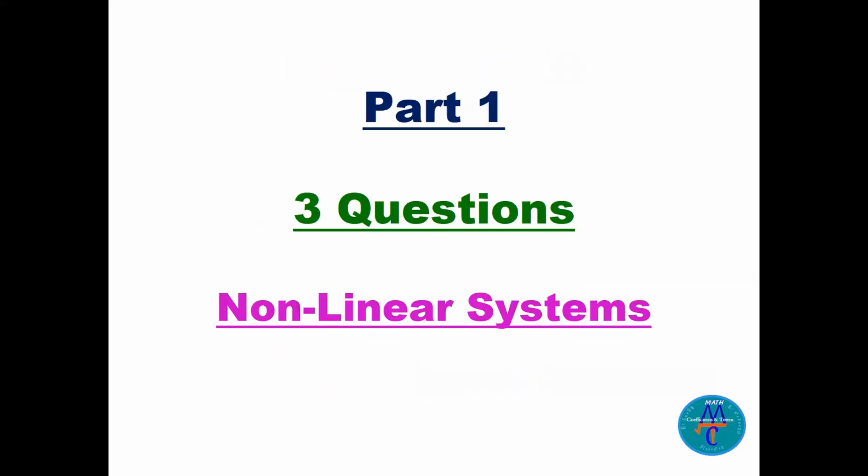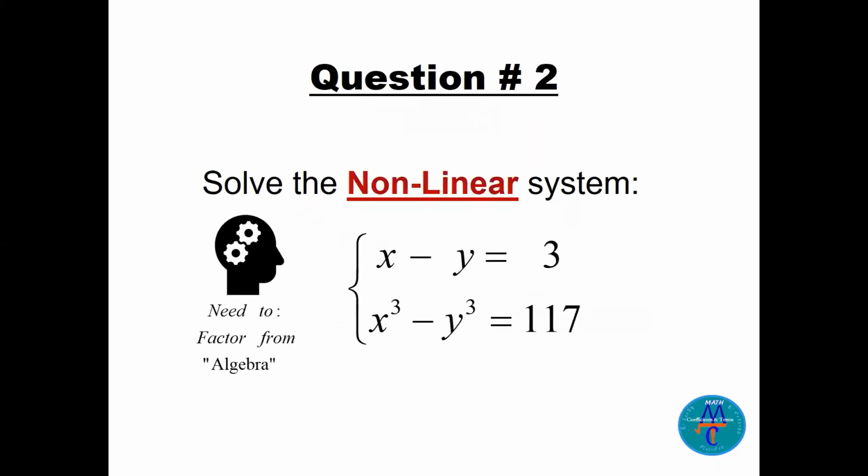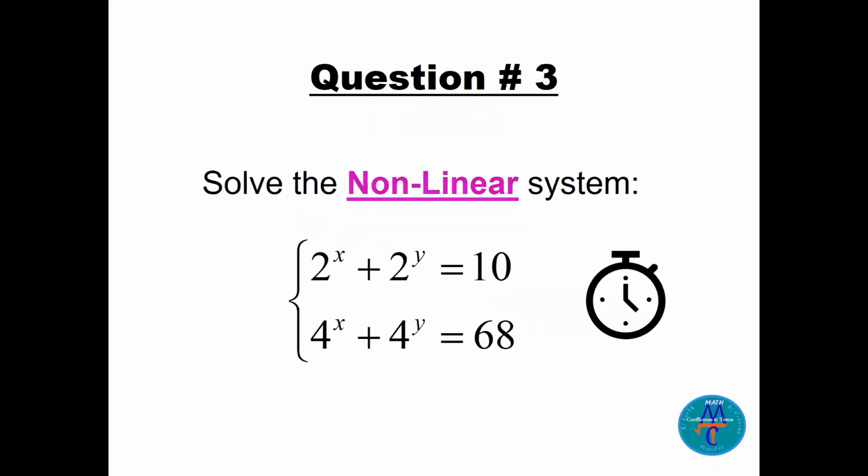Let's see quickly here. Part 1, we have 3 questions, nonlinear systems. Solve this: x squared plus xy is equal to 1, xy plus y squared is equal to 3. Please try them before you see the complete solution. Question 2, you need to factor here by little thinking. x minus y is equal to 3, x cubed minus y cubed is equal to 117. Try, please.